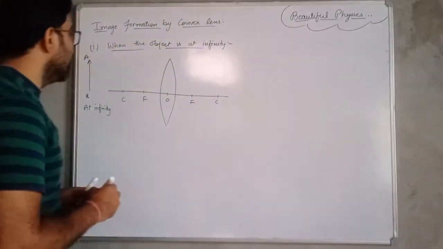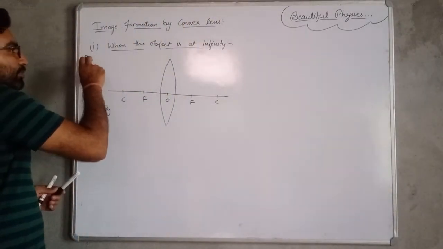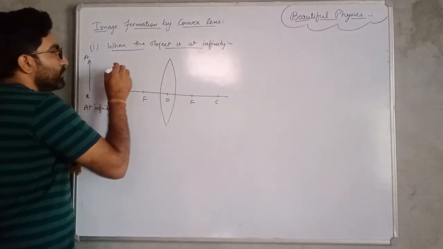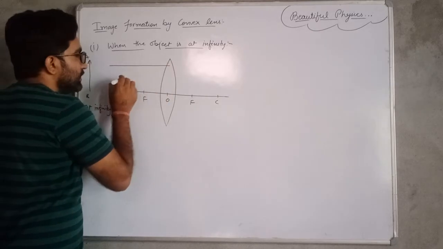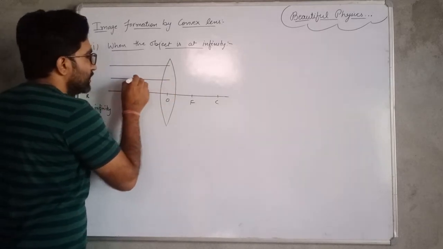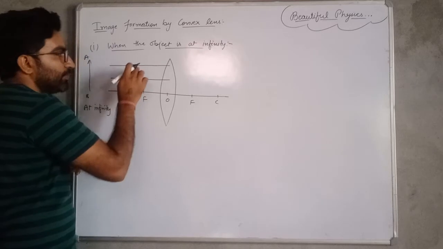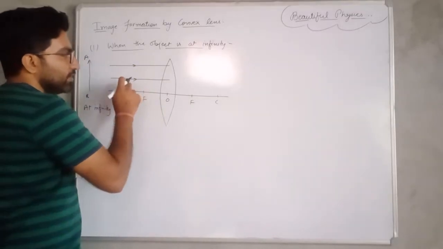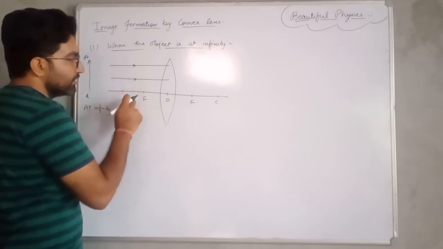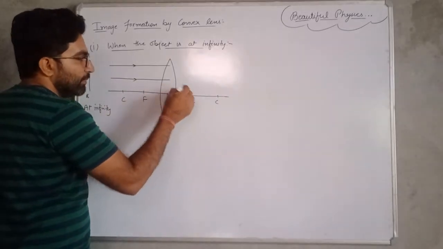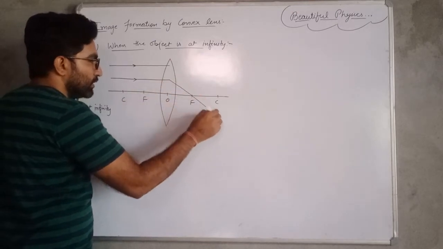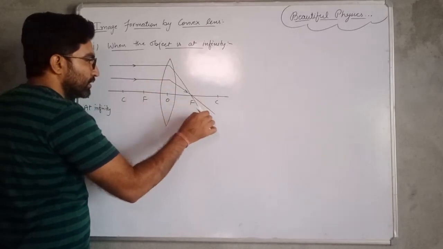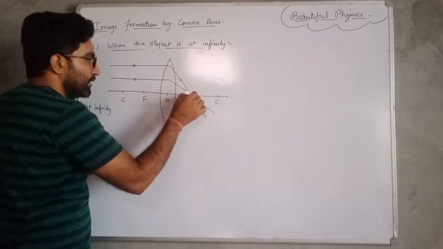So I am taking the case that the rays of light come parallel to each other, and they are also parallel to the principal axis. Suppose these are the rays of light coming from the object AB, parallel to each other and also parallel to the principal axis. Rays of light coming parallel to the principal axis, after refraction, pass through the focus. So they pass through the focus, and our image is formed at the focus.